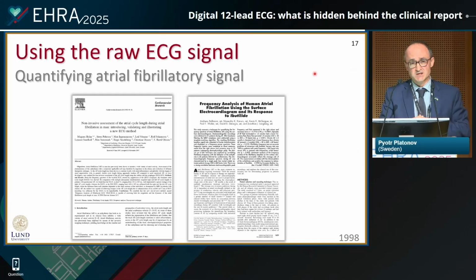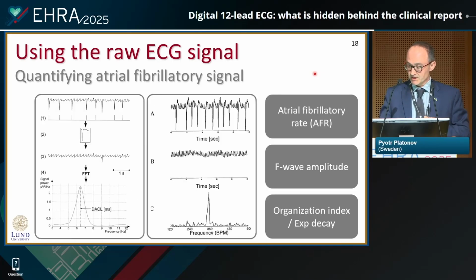Finally, a few slides at the end of my talk addressing what can be done with the atrial fibrillatory signal. This is not a new technique. It was presented in 1998 by 2 groups independently. Andreas Bollmann, many of you may know, and Magnus Holm, who did his PhD in Lund at that time, came up with exactly the same way of looking at ECG.